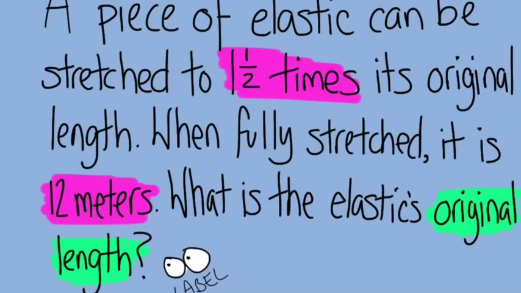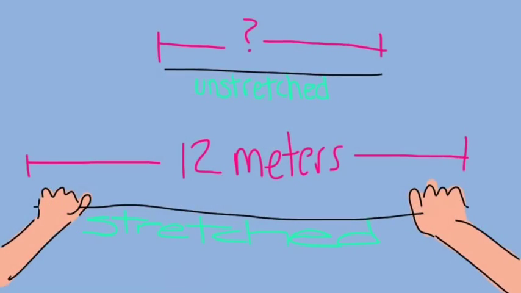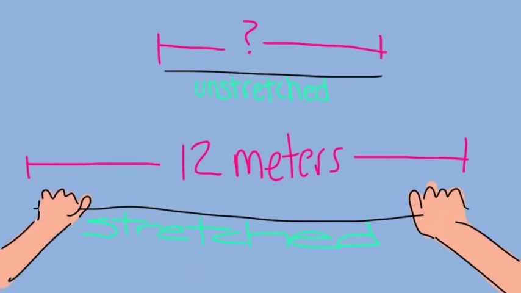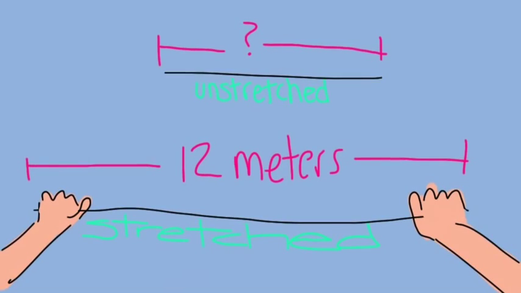Here's some of the look fors in the problem: we have presumably this elastic that when stretched 1.5 times is 12 meters long, and the label would be in meters. So presumably this elastic, when unstretched, we don't know its length, but when stretched, the stretchy material has a length of 12 meters.